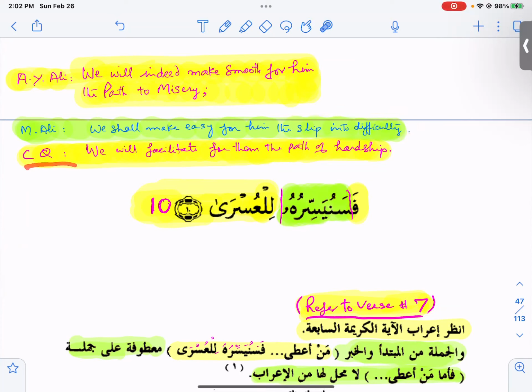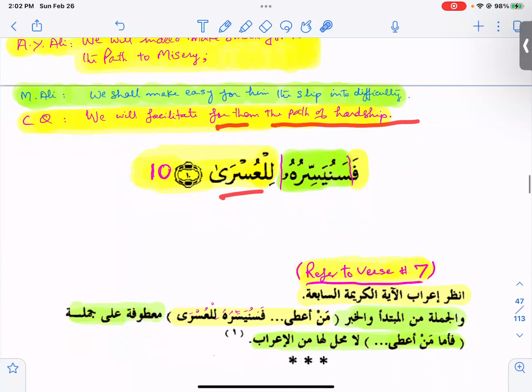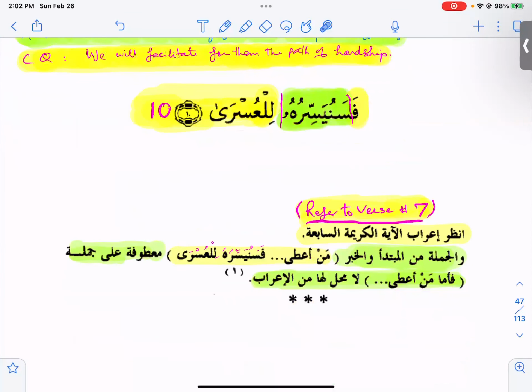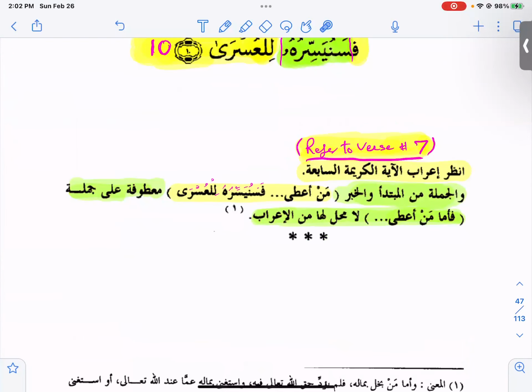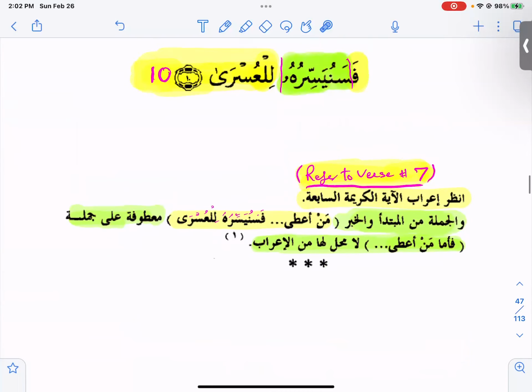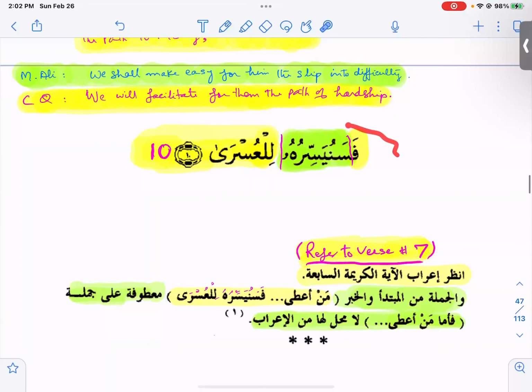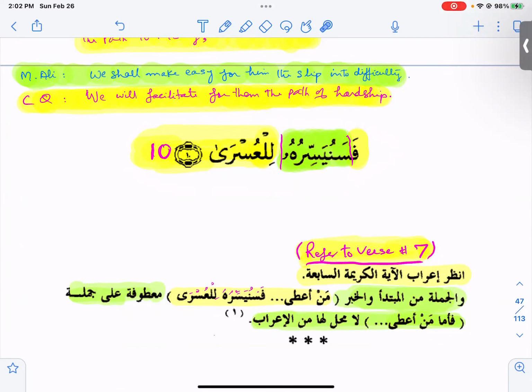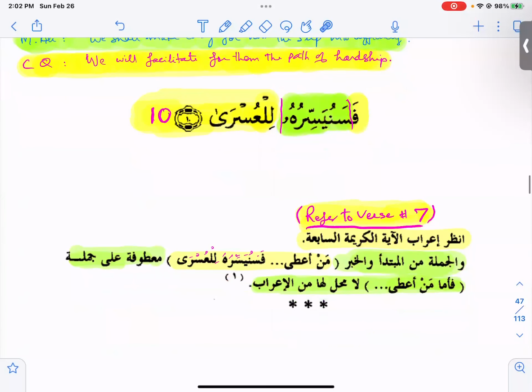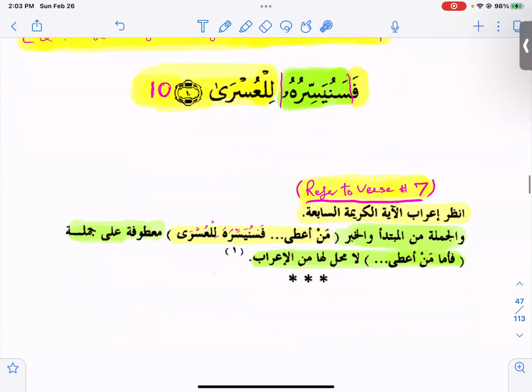And clear Quran: we will facilitate for them the path of hardship. Yes, usra. So again, the same thing. Refer to verse 7, inshallah, you will refer to it, and you will try to fill this again on a piece of paper on your own. This exercise will make you very strong, dear brother and sister. Very strong. You should attempt it, inshallah, when you get time.